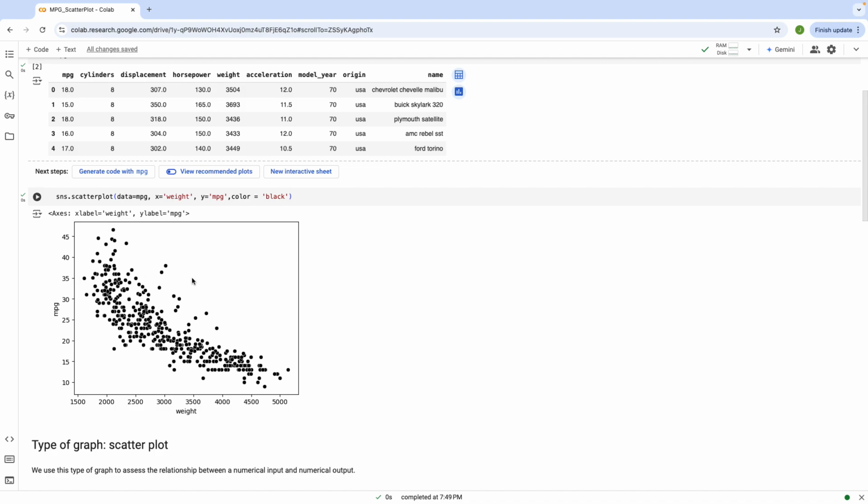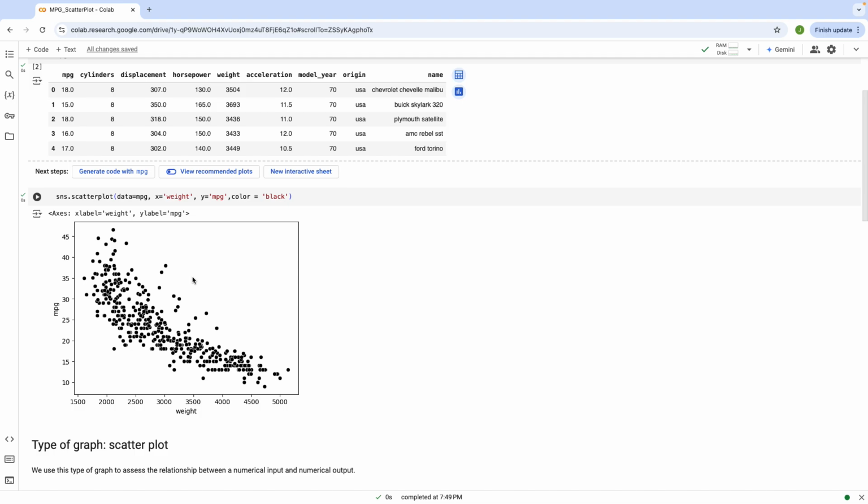Okay. So this type of plot is called a scatter plot. Again, it's used to assess the relationship between weight and MPG. And what do I mean specifically by the relationship? One key takeaway here is that as weight increases, we observe that the miles per gallon generally goes down.